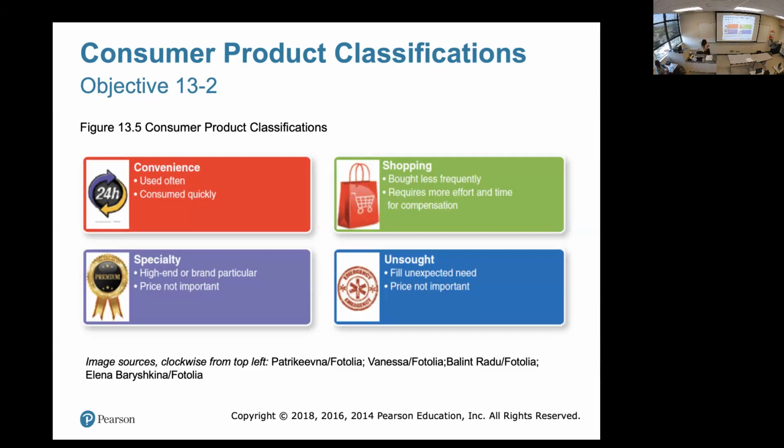And then there's specialty products, high-end or brand particular, where price is not important. Give me an example of specialty products. Price doesn't matter. What do you think? BMWs. I drive one. It's old. High end. Think of high-end products. A Lamborghini. Private jet. Yes. That's what I think. Ferrari.